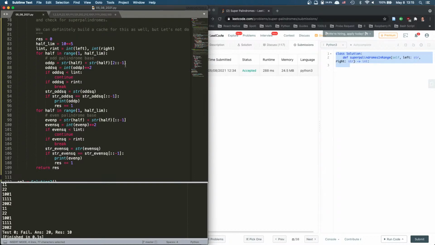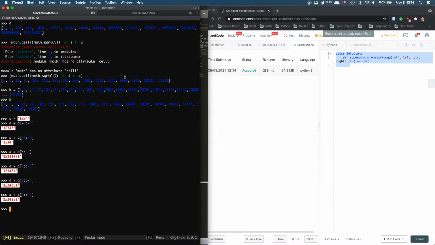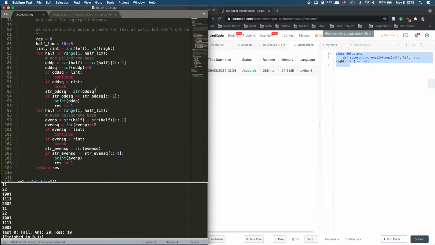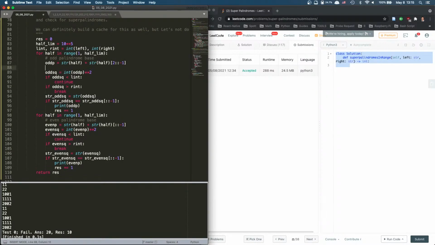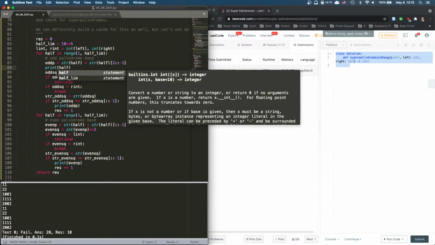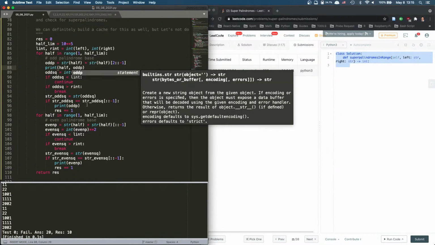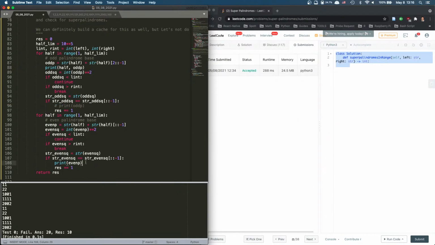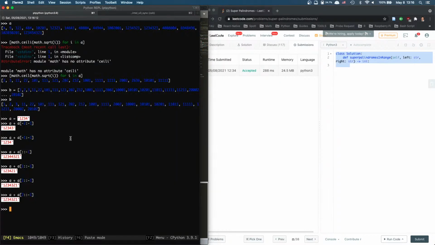Half. Isn't this? Huh? Hey, what the hell? Half? Let's print out half and print out odd p. We don't even need to print these out. I think it's still... Yeah! That's not correct. That is not correct. Hold on.